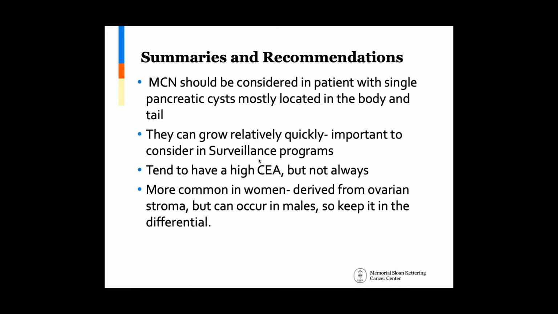So just some summaries, recommendations. MCN should be considered in a patient with a single pancreatic cyst, mostly located in the body and tail. They can grow relatively quickly, which could tip you off that it is an MCN, and it's important for anybody working in cyst surveillance programs. They tend to have the high CEA like the IPMNs, but not always, so don't get fooled like we were with that lady. And they're more common in women since they're derived from the ovarian stroma, but they can occur in males, so keep it within the differential when you're working up these patients.